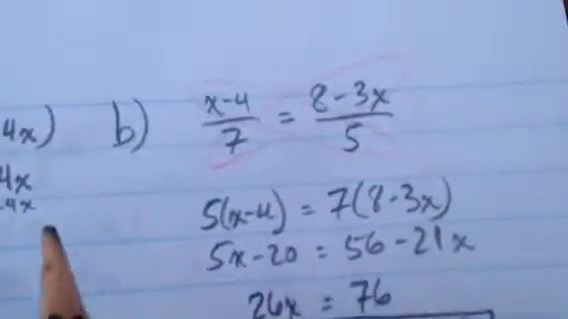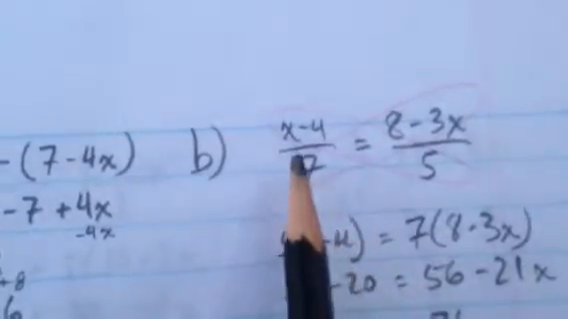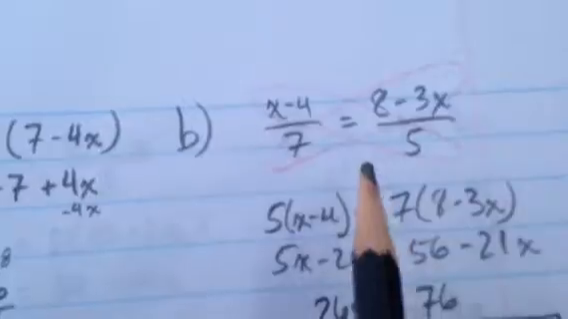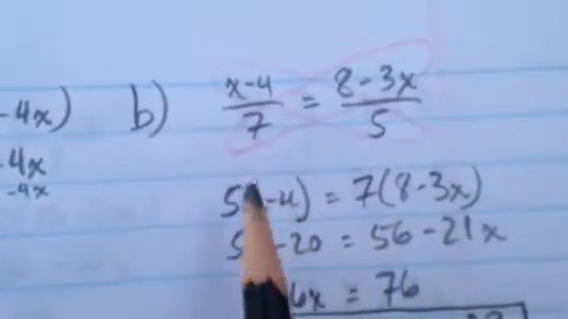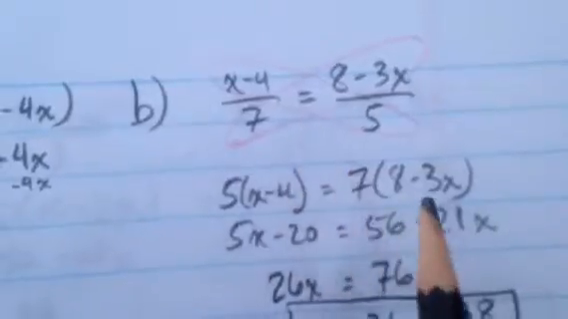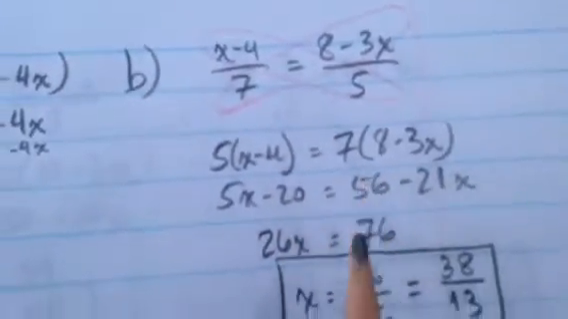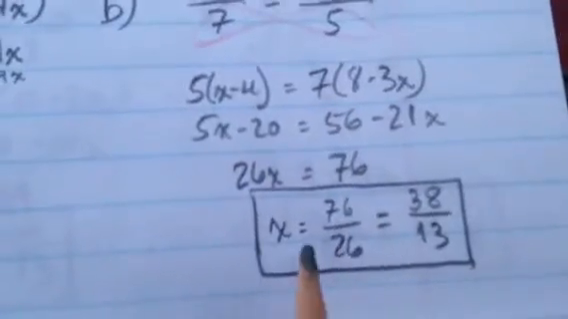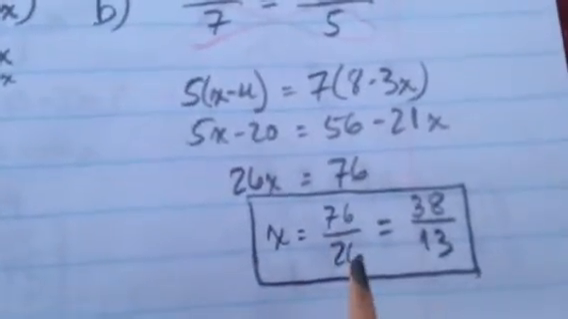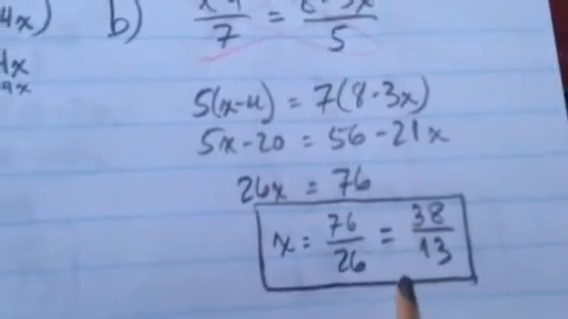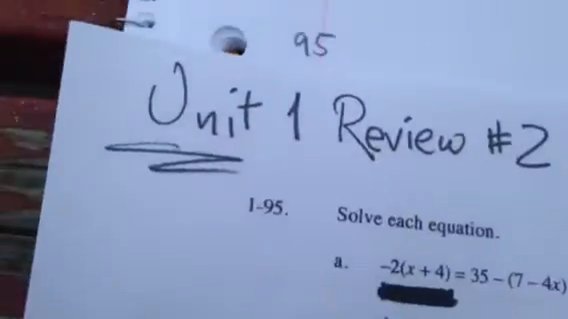On the other problem, I've got this one fraction equals another fraction, so we want to do this little cross multiply trick here, and when you do that you get 5 times x minus 4 equals 7 times 8 minus 3x. Gather your like terms together and you finally end up with 26x equals 76, and that's how we get 76/26, which I reduced down to 38/13. Okay, let's move on to the next problem. I got that on another page here.